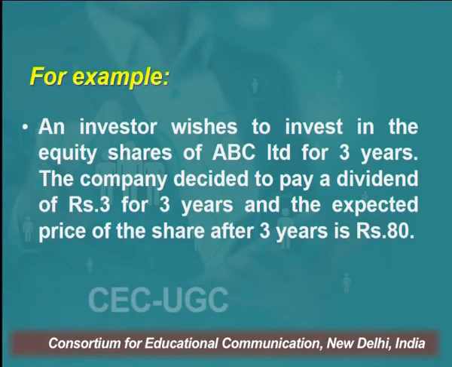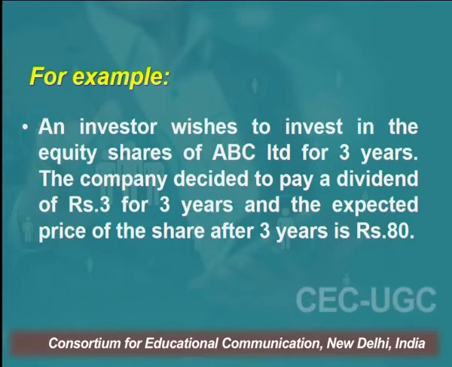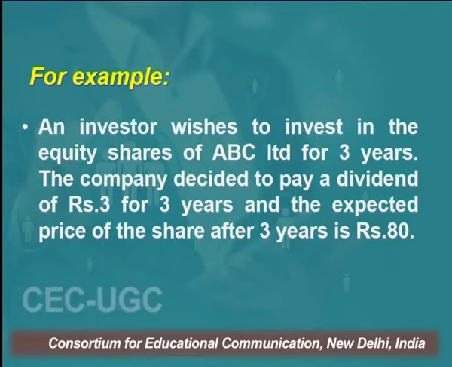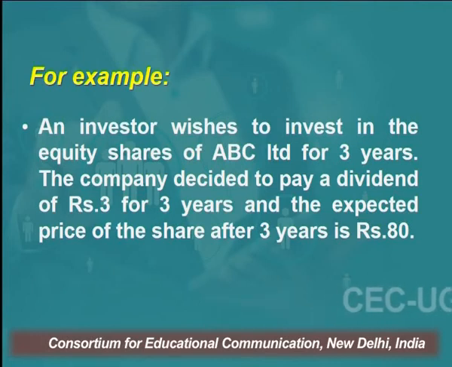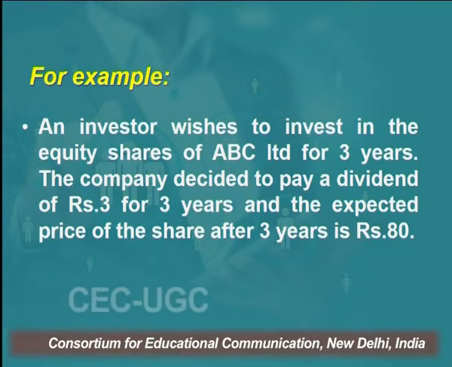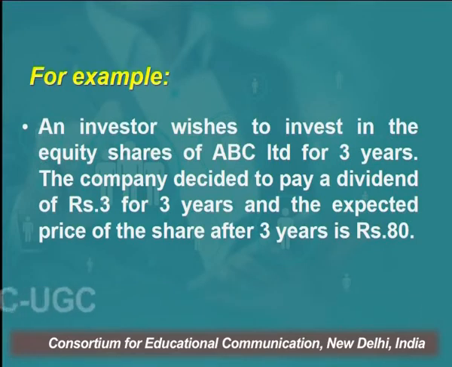If an investor wishes to invest in the equity share of ABC Limited for 3 years, the company is expected to give a dividend of rupees 3 for all the 3 years. Each year it will be giving 3 rupees dividend. And the price at the end of the 3rd year, the investor is expecting, will be 80 rupees.